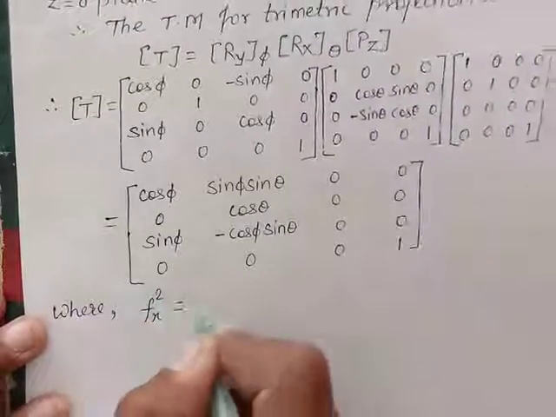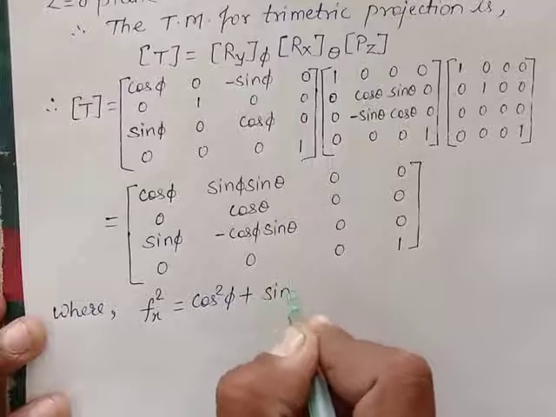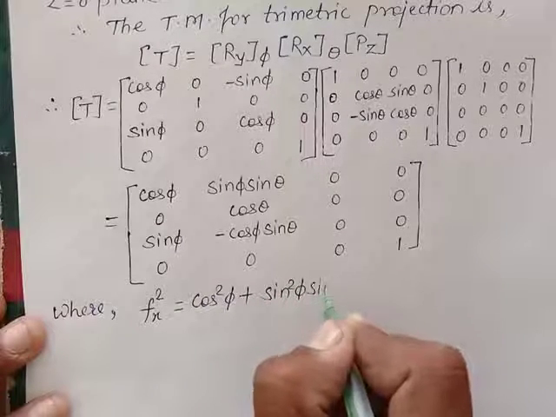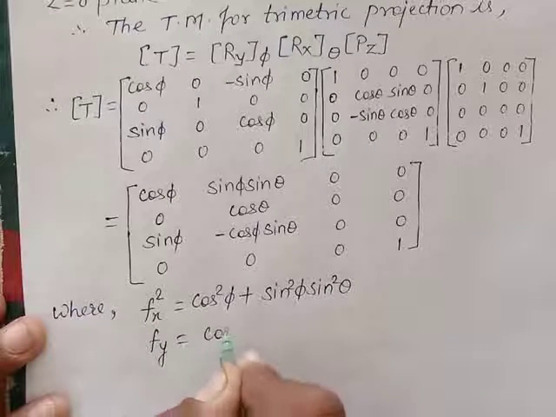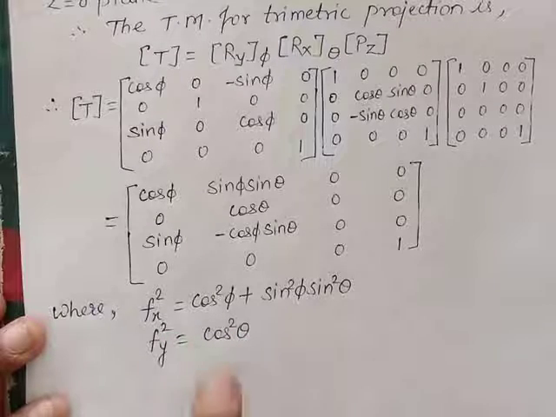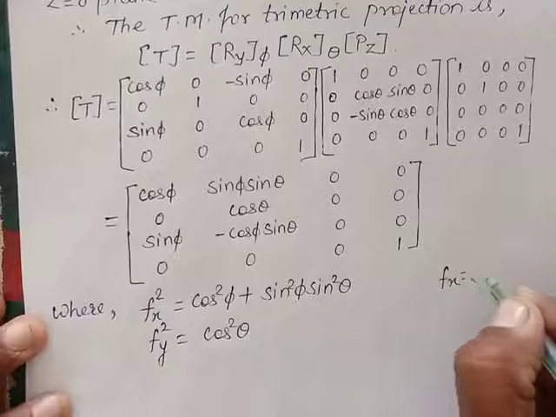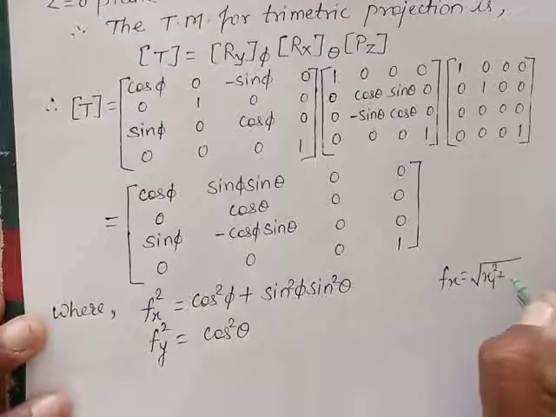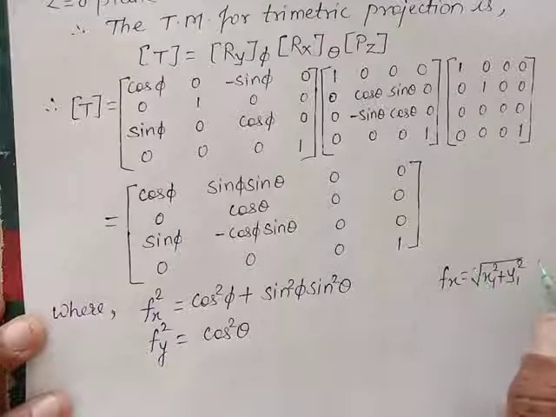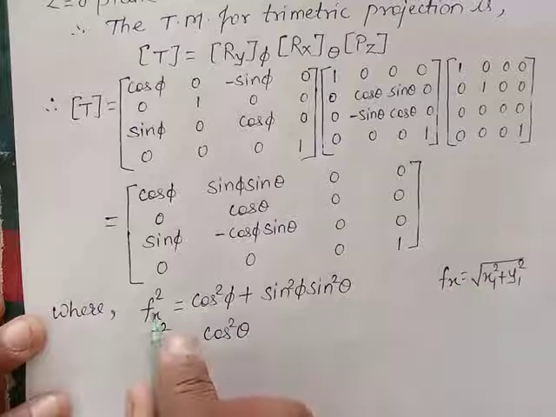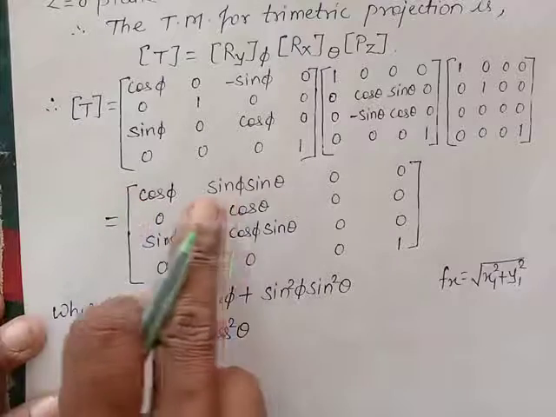fx square equal to cos square phi plus sin square phi into sin square theta. Fy is what? Simply cos square theta. Fy square is that. It is in a square root. Fx, you know, fx is what? Under root x1 square plus y1 square. Right? Therefore, squaring on both sides, square root is removed. That's why fx square. x1 is what here? Cos phi. So, cos square phi. And y1 is what? Sin phi sin theta.